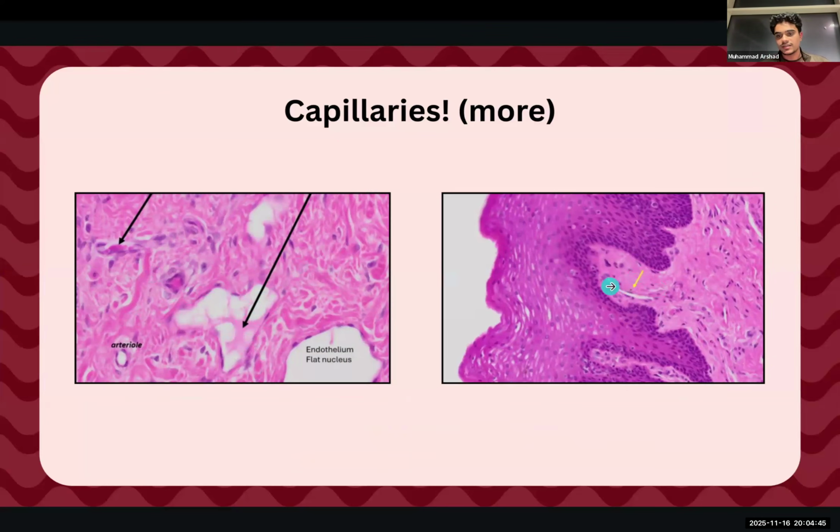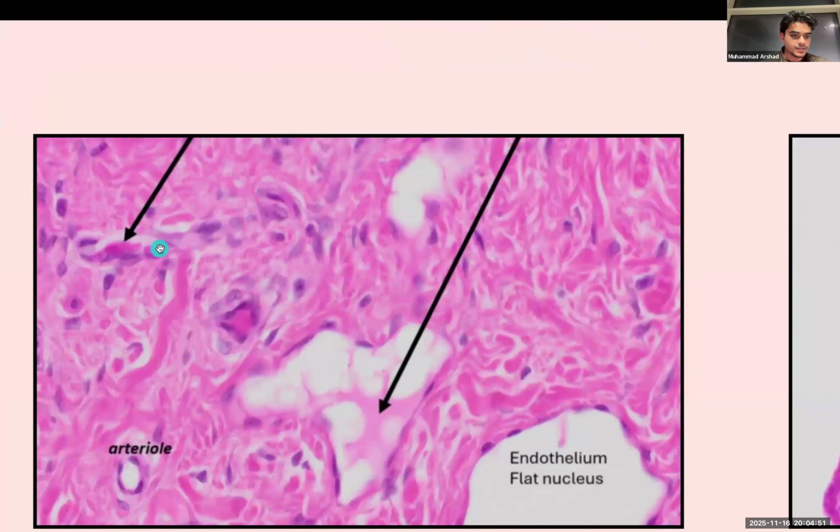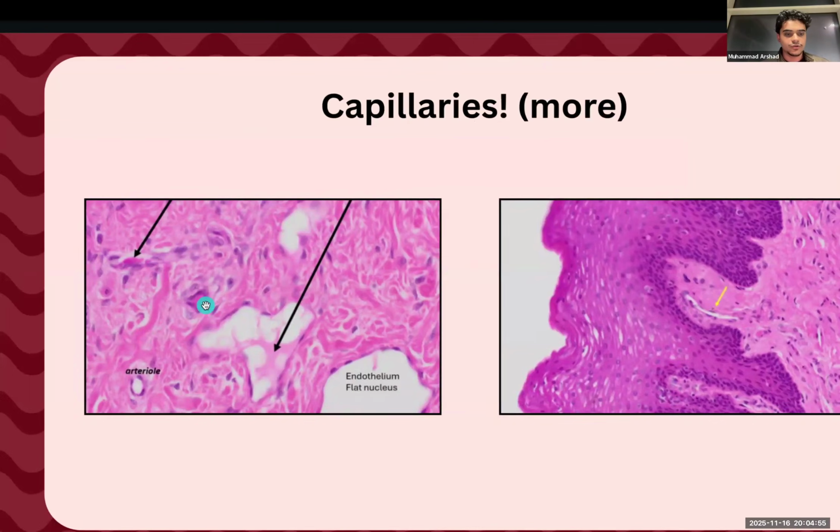And then this is another slide that I saw in the lab guide. This shows a capillary in the tongue, I believe. And this is a single RBC again in a capillary. I believe that's what we're looking at over here.